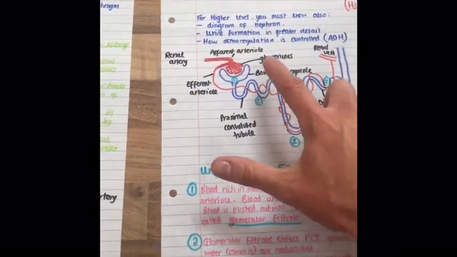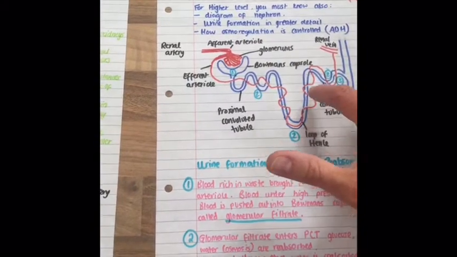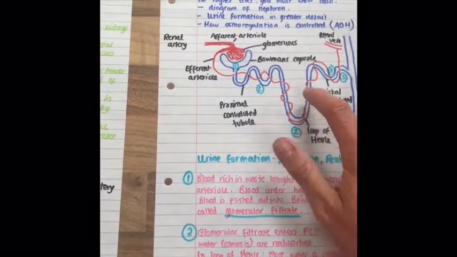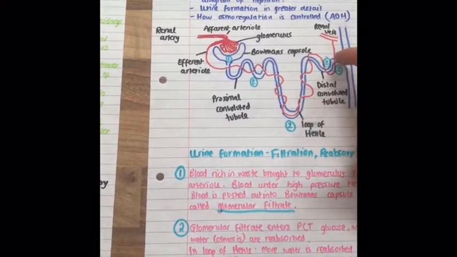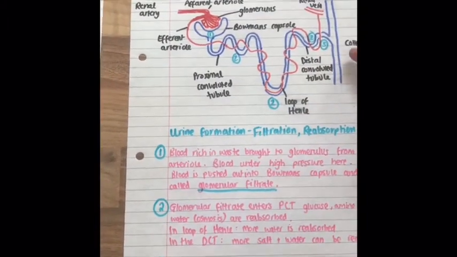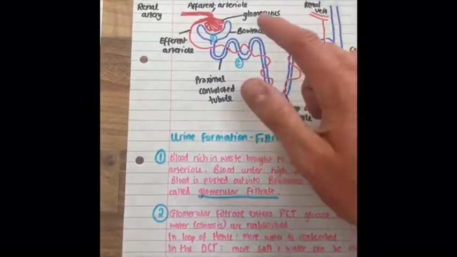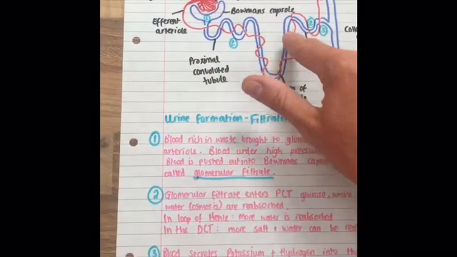From there, it goes into the loop of Henle. So this is the ascending loop of Henle and descending loop of Henle. The whole thing is called the loop of Henle here. It then goes into the distal convoluted tubule, and then the distal convoluted tubule is followed by the collecting duct, which brings the urine down into the pelvis. Okay, what is this red blood vessel that is all around the nephron?